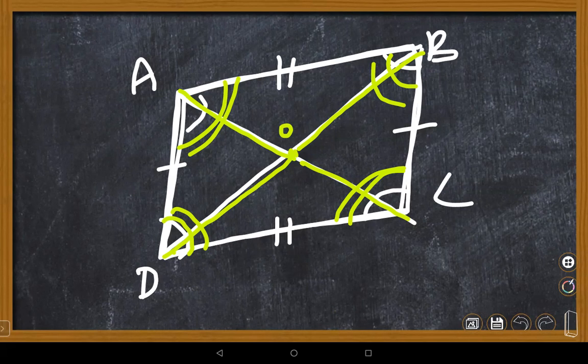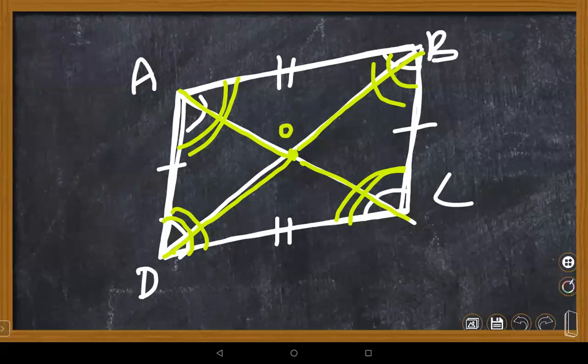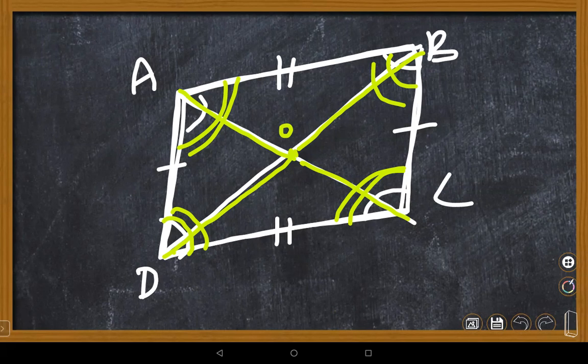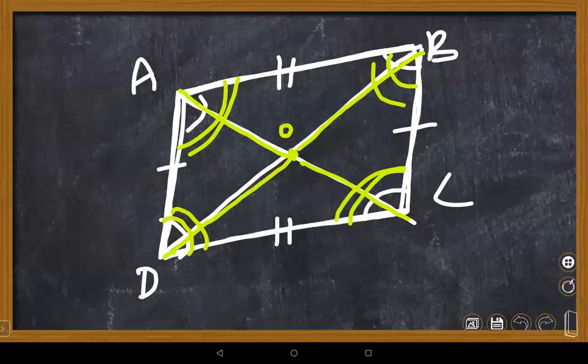What do you know about diagonals here, children? The diagonals bisect each other. Yes, bisect each other, at the center, ma'am. O is the center. Yes.